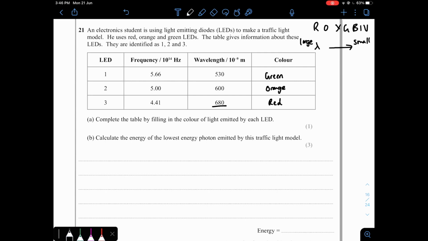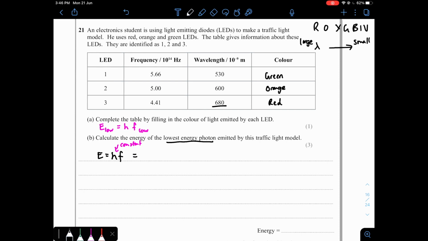We can go through the equation E equals hf. Now, to calculate the lowest energy, we must have the lowest frequency, right? Because h is a constant. So if I write E low, E low must be h times f low. So that means we are left with h.